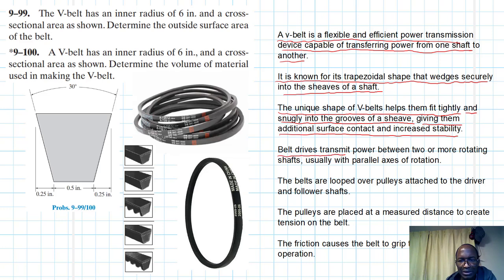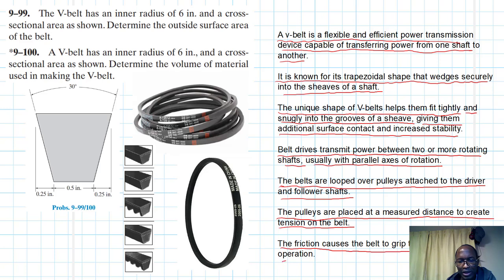Belt drives transmit power between two or more rotating shafts, usually with parallel axes of rotation. The belts are looped over pulleys attached to the driver and the follower shafts. The pulleys are placed at a measured distance to create tension on the belt, and the friction causes the belt to grip the pulley when in operation. So you can think of a V-belt as a device that transmits mechanical power from one component to another of a given machine.